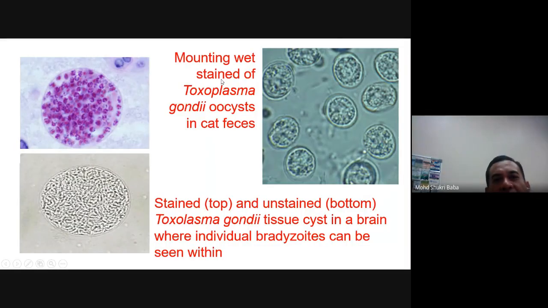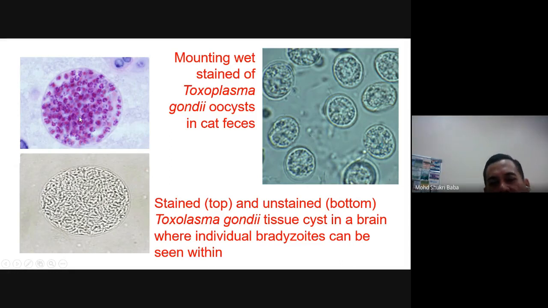Mounting wet stain of Toxoplasma gondii oocyst in the cat feces. This one, okay. And this one pula stain, yang bahagian atas ni, top, and unstained yang bawah ni: Toxoplasma gondii tissue cyst in a brain where individual bradyzoid can be seen within. Alright, bradyzoid tu berada di dalam tissue cyst. Ini bradyzoid yang berada di dalam cyst.